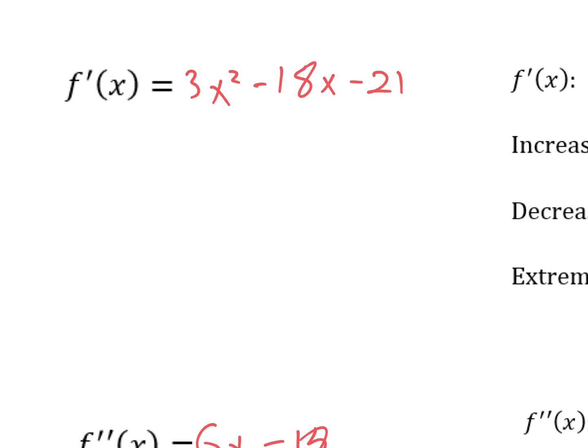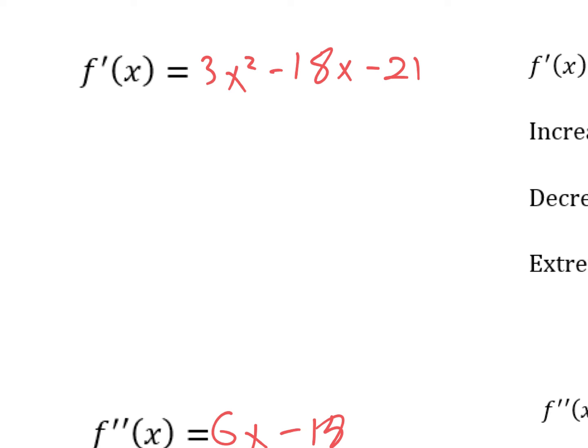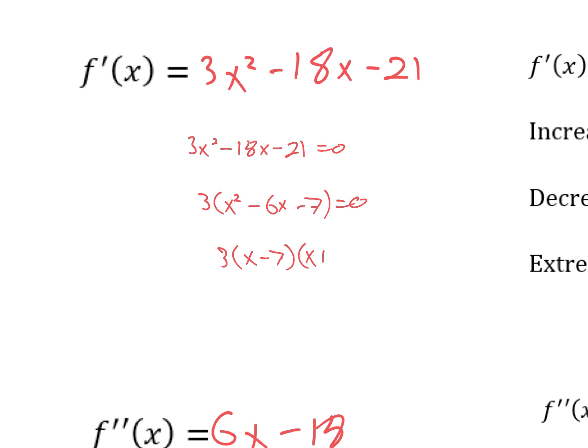So for the first derivative, let's figure out when this thing is equal to 0. I'm noticing there's a GCF of 3, so I can take that out. Then this would give me 3 times (x minus 7) times (x plus 1), which means my x values are going to be x equals 7 and x equals negative 1.